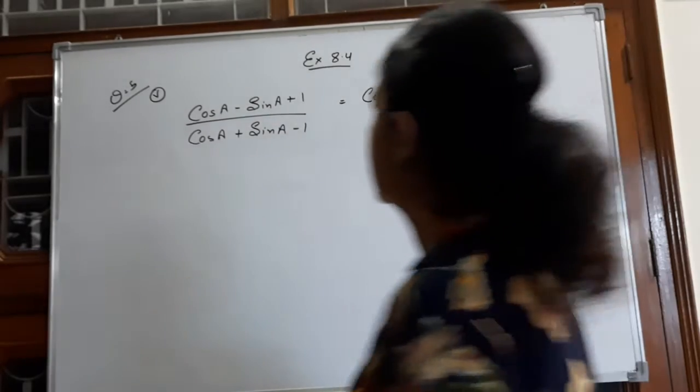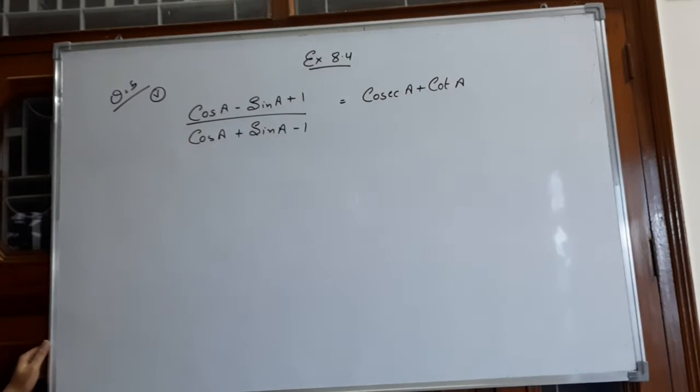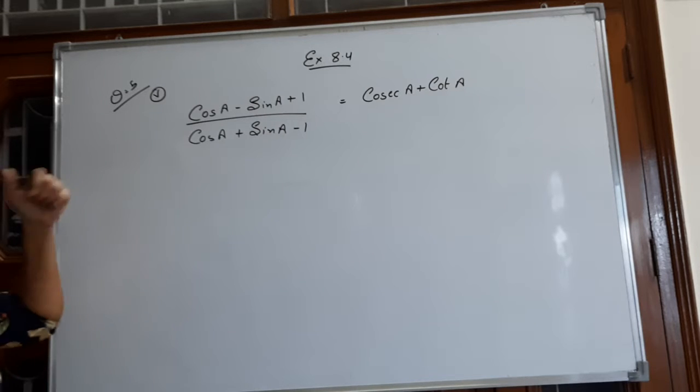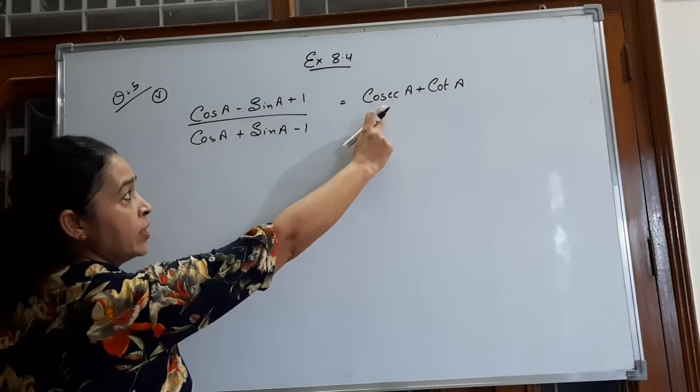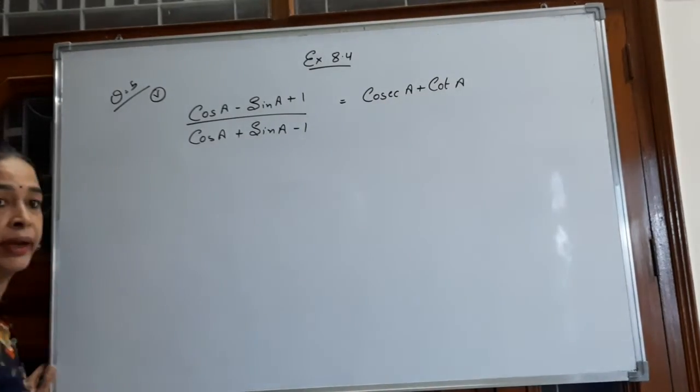Hello students, let's do question number 5, fifth part of exercise 8.4 trigonometry. What we have to prove is: prove that (cos A minus sin A plus 1) upon (cos A plus sin A minus 1) equals cosec A plus cot A. Just look at the right hand side, cosec A and cot A.